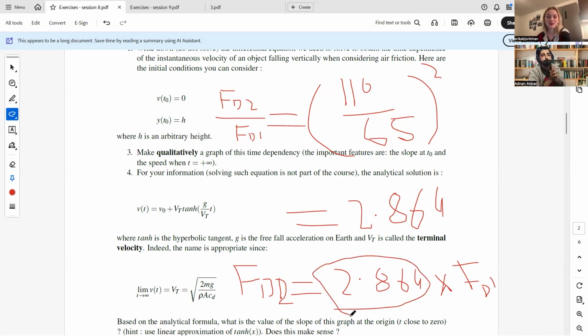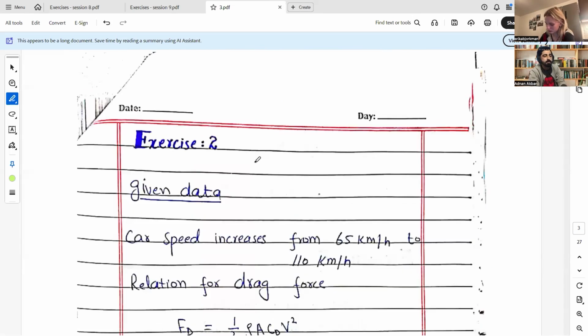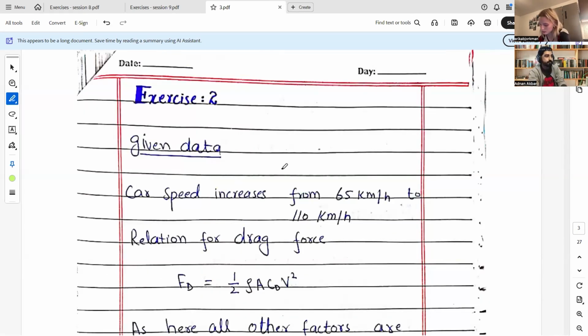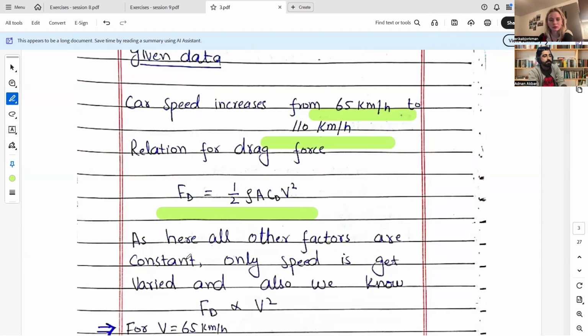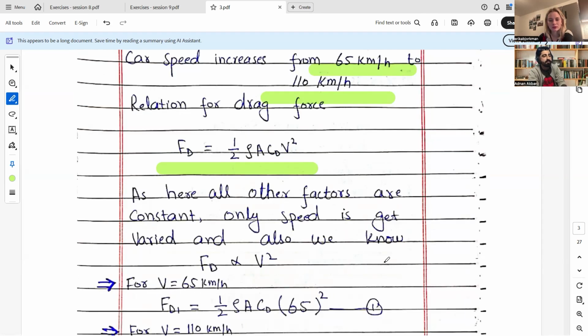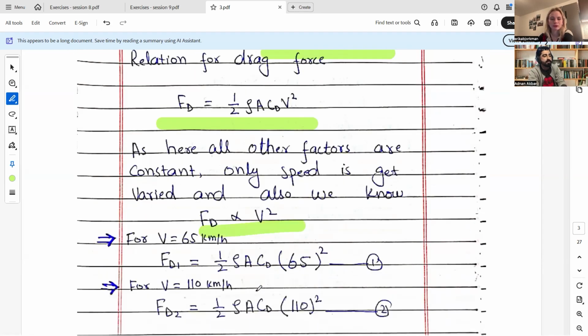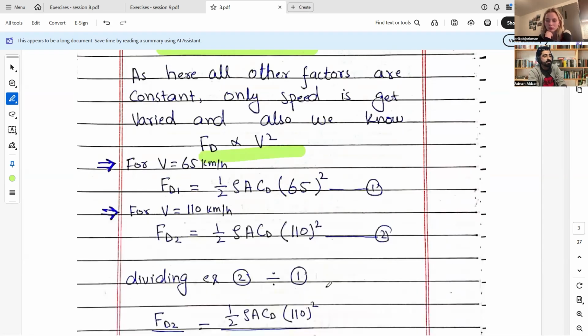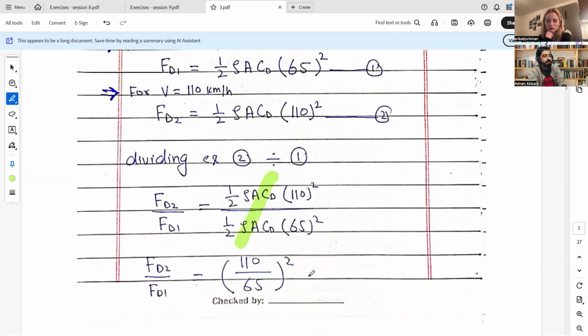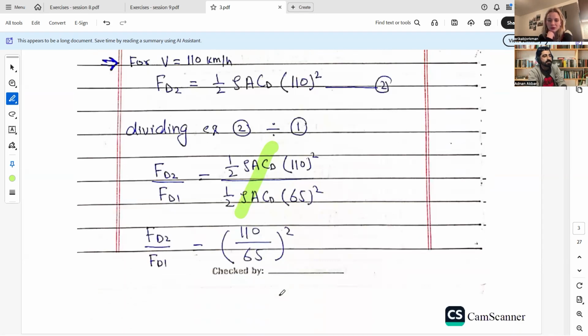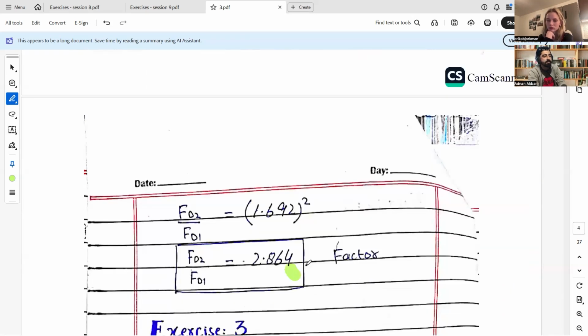Is it clear? Yes, it's very clear. Okay, now you need to have another look so that everything is clear in this lecture. Here the car speed increases from 65. It is the statement and the drag force formula. As all the other factors are constant, only speed varies, and we know drag force is directly proportional to the square of velocity. Putting in the values, dividing equation 2 by equation 1, simplifying, it will be cancelled out. The only result is 110 over 65 square and simplifying. Finally, we have the factor with which drag force will increase.